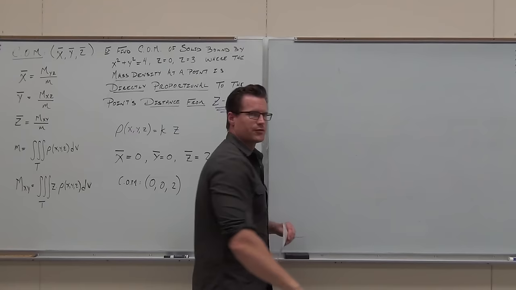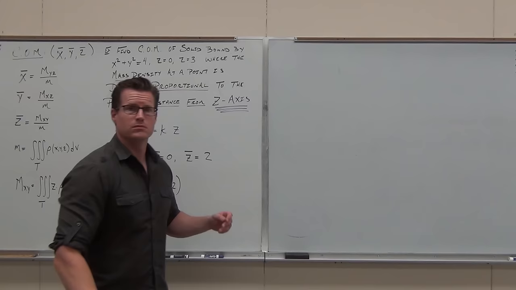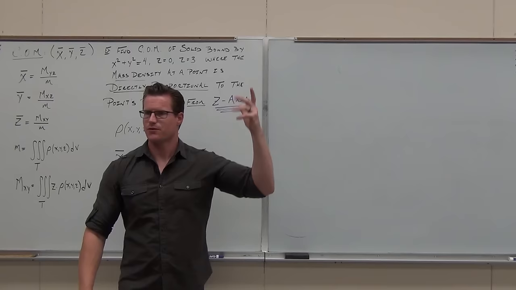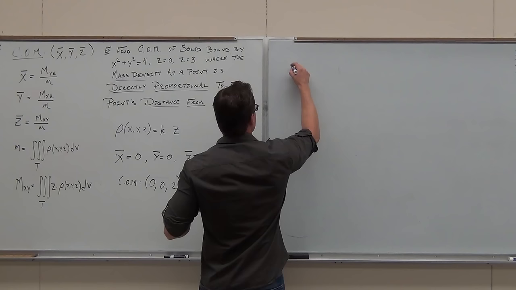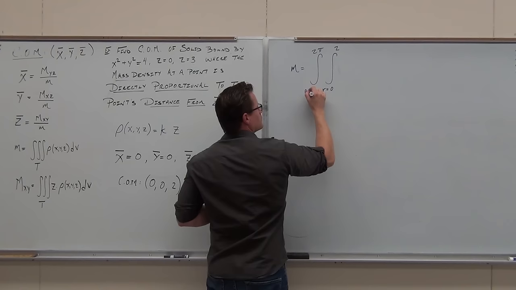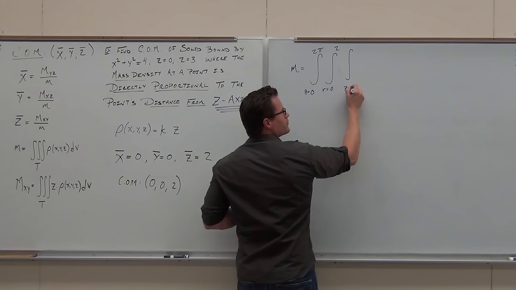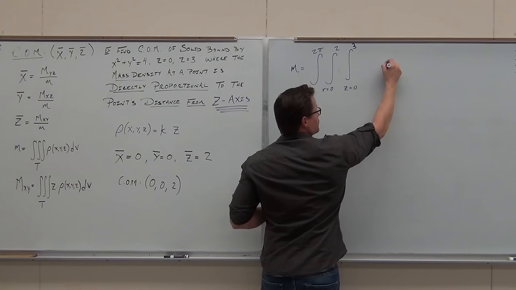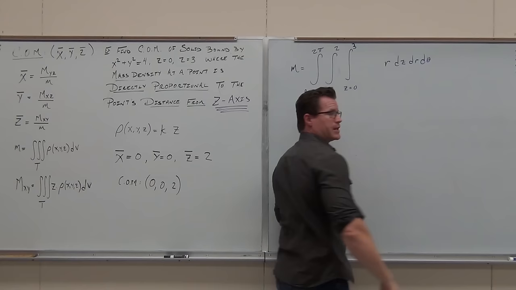The only thing that would be relevant is the way that we set up our region. Notice, the region did not change. Do you guys see that? So when I find the mass, we're still going to be going from 0 to 2 pi. We're still going to be going from 0 to 2 for our r. We're still going to be going from 0 to 3 for our z. We're still going to have an r, a dz, a dr, and a d theta. But the integral itself, because the mass density function is going to change, the way we integrate is going to change. It has to change.